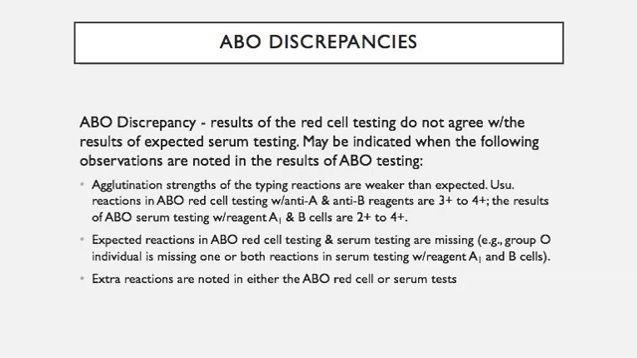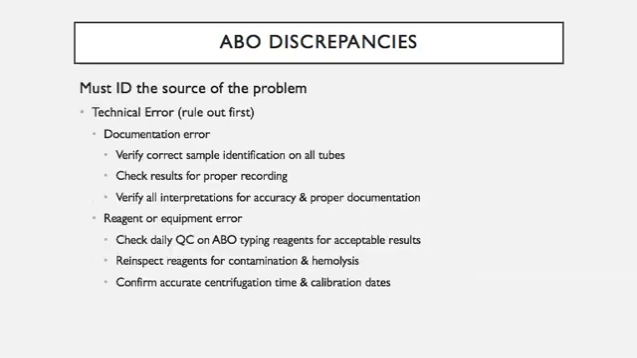Or if your expected reactions in your ABO red cell testing and serum testing are missing. So for example, you've got a group O individual that's missing one or both of the reactions in the serum testing, which is your reverse type, with your reagent A1 and B cells. Or if you've got extra reactions that are noted in either the ABO red cell or the serum test. So you've either got weaker reactions in the forward or reverse, missing reactions in the forward or the reverse, or extra reactions. That constitutes a discrepancy, and you have to figure out what's causing that.